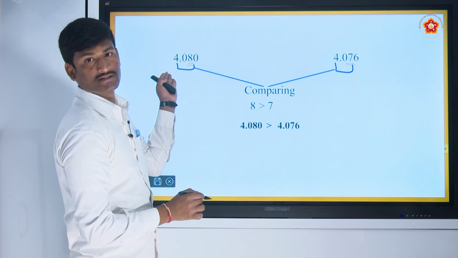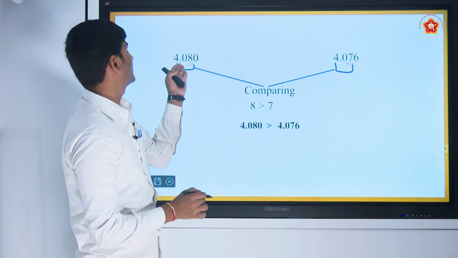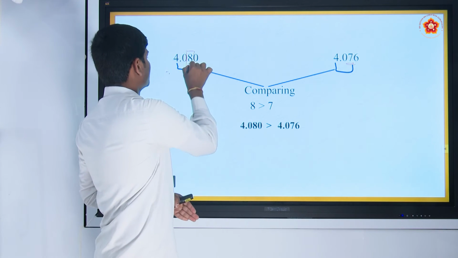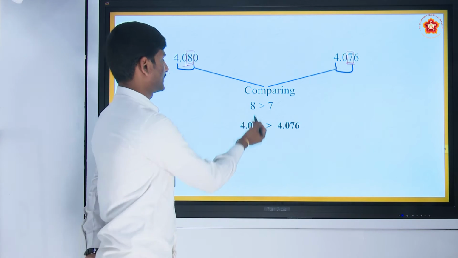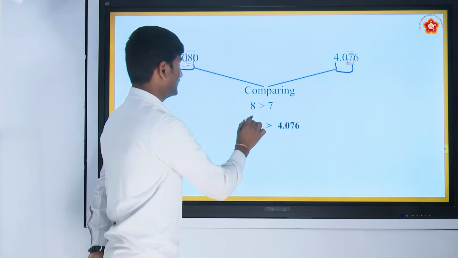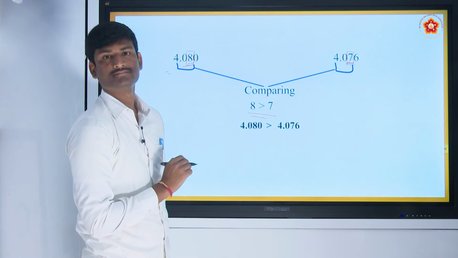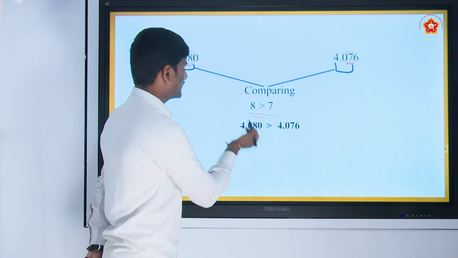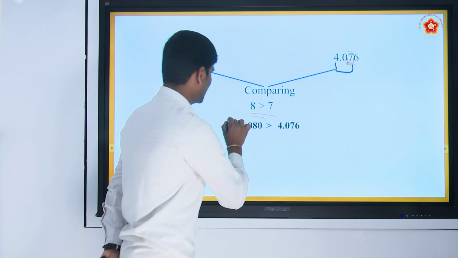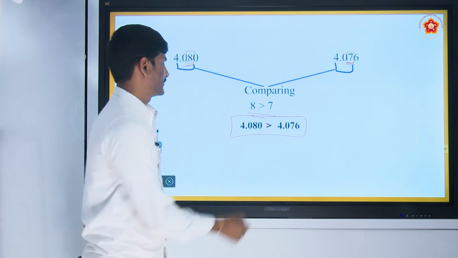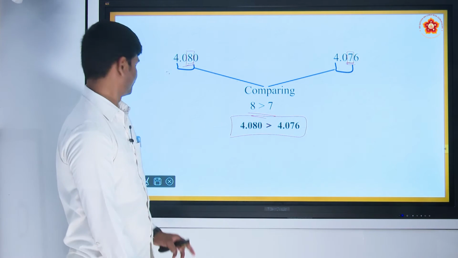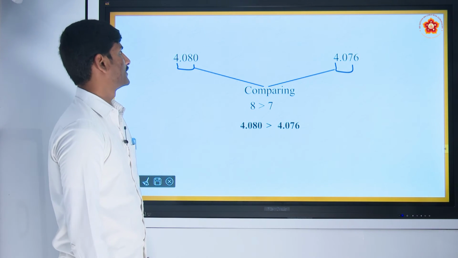Here the whole number part is equal and the 10th place is equal. Then we compare the 100th place, 8 and 7. Here comparing 8 and 7, 8 is greater than 7. Now 4.080 is greater than 4.076.